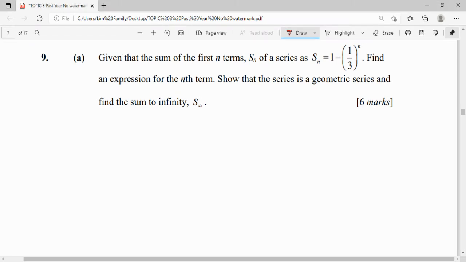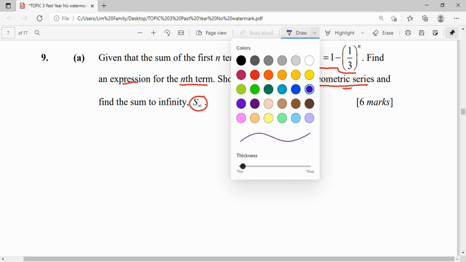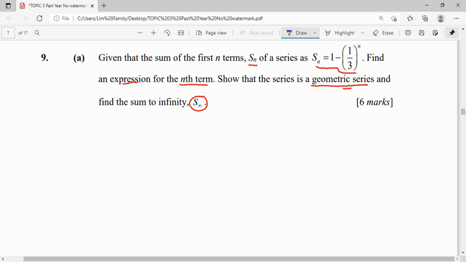For question 9a, we are going to find the expression of the nth term, given that the sum of the first n terms, Sn, is this formula. So they are testing us to find Tn using Sn. Then the second task, we have to show this is a geometric series. And the third task, we have to find the sum to infinity. So first of all, we have to find our Tn first.